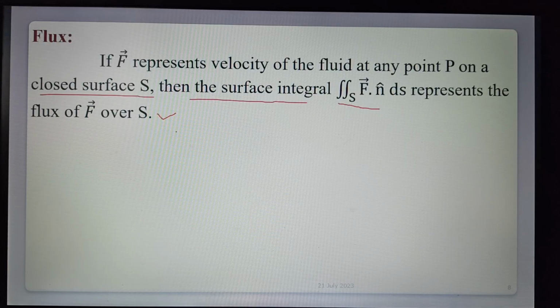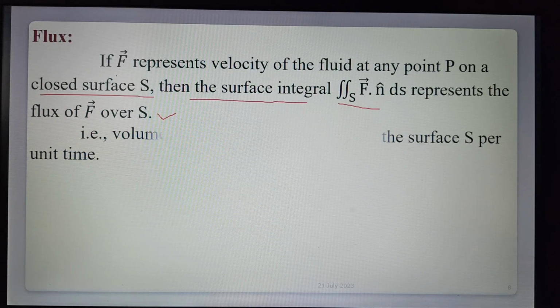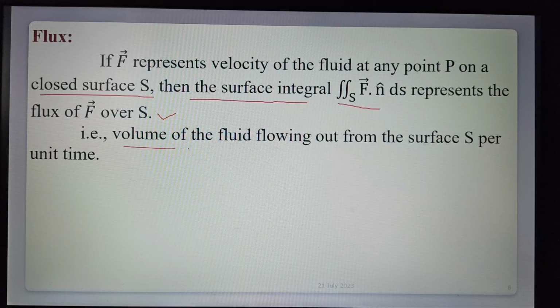What is the meaning of flux? It is the volume of the fluid flowing out from the surface per unit time. In unit time, how much fluid is flowing out from the surface, the volume of that fluid is called flux. Okay, is it clear? The volume of the fluid flowing out from the surface per unit time is called flux. Flux means surface integral.